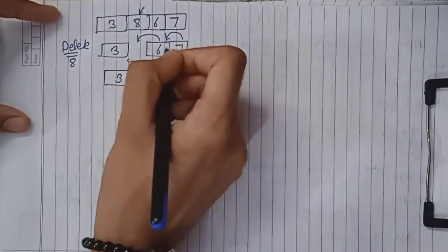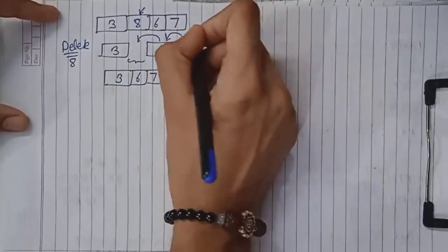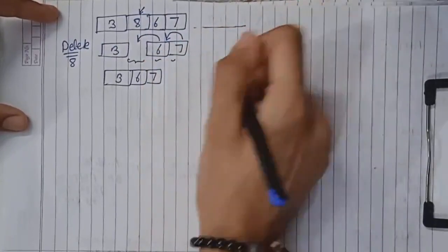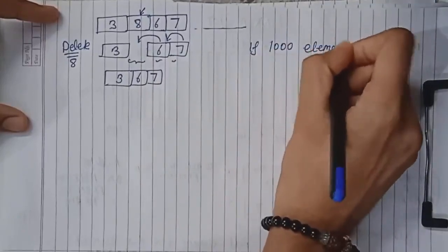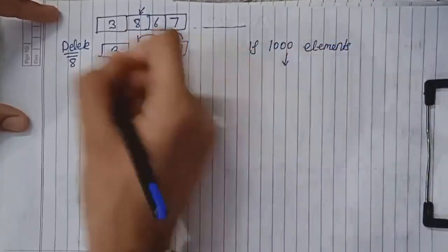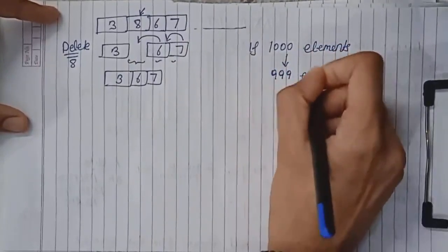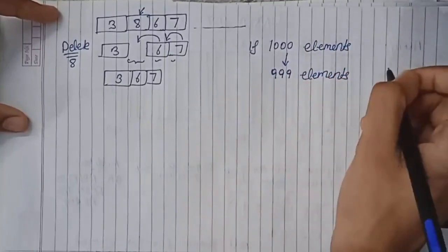Again we have noted that here we need to shift 2 elements, and if there were 1000 elements, then in the same situation you would need to shift 999 elements. Again, this is not recommendable in your code.